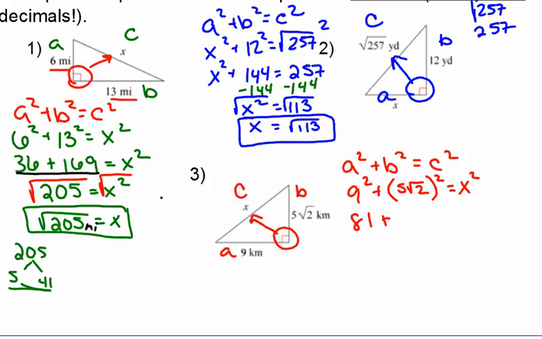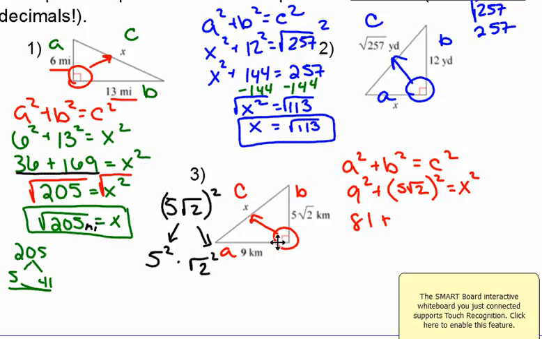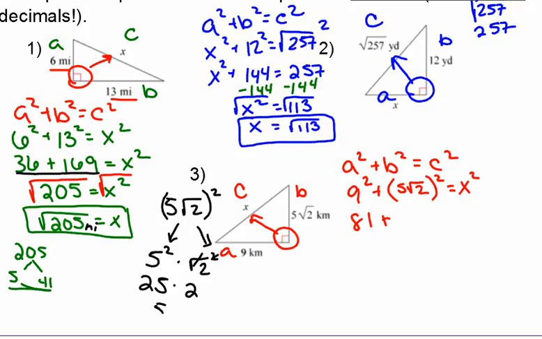I want to talk about that for a moment. When we're squaring that, that can really be broken down into 2 parts. So we would get 5 squared times the square root of 2 squared. And we know 5 squared gives us 25. And the square root of 2 squared is just 2 because a square root and a square cancel out. And 25 times 2 gives us 50. So when we have 5 times the square root of 2 squared, that gives us 50.